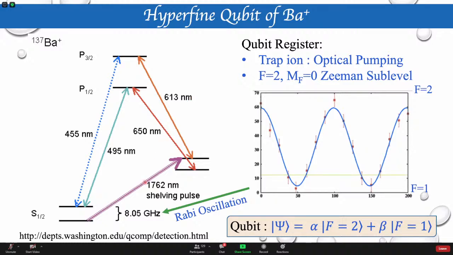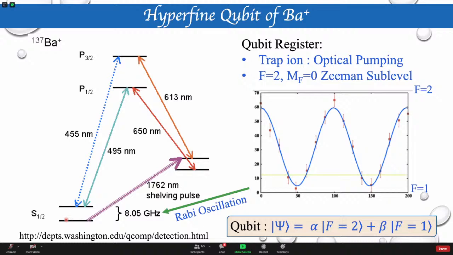You can trap this ion by optical pumping, where you use counter-propagating beams of light. Let me explain this a little bit: what is optical pumping. Generally, when you obtain these atoms from the market, you get the atoms in mixed hyperfine states. Some of them are F equal to 1, some of them F equal to 2.